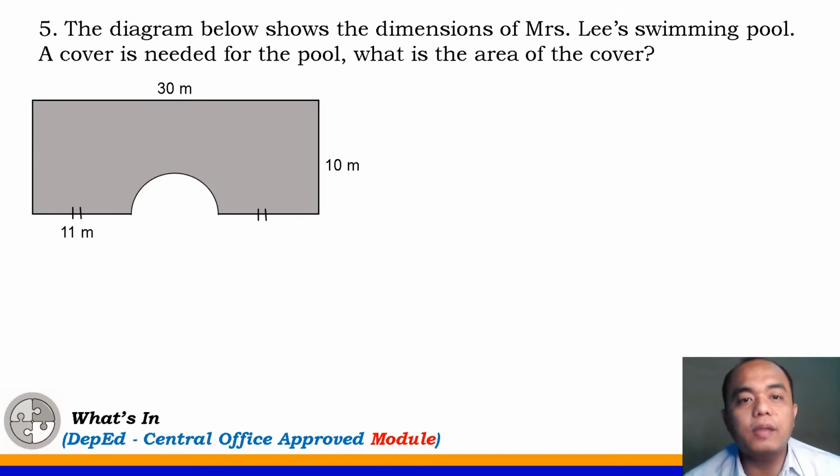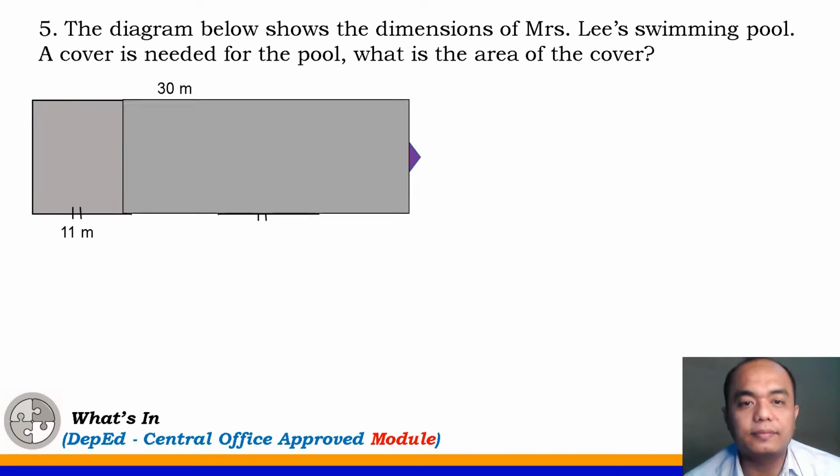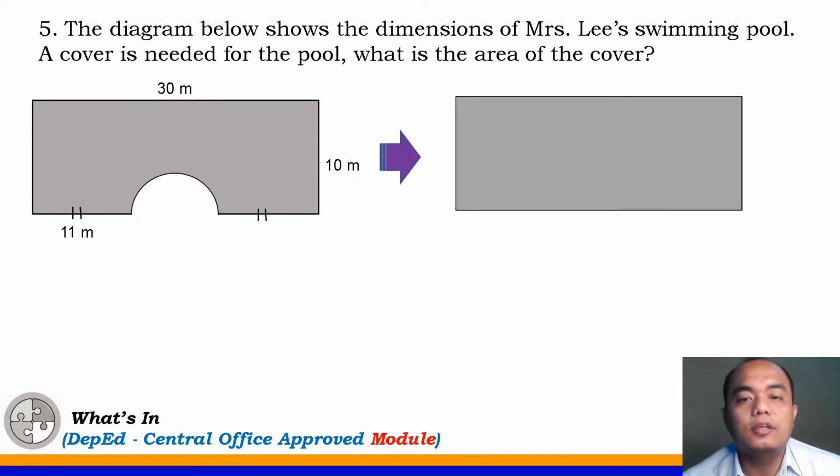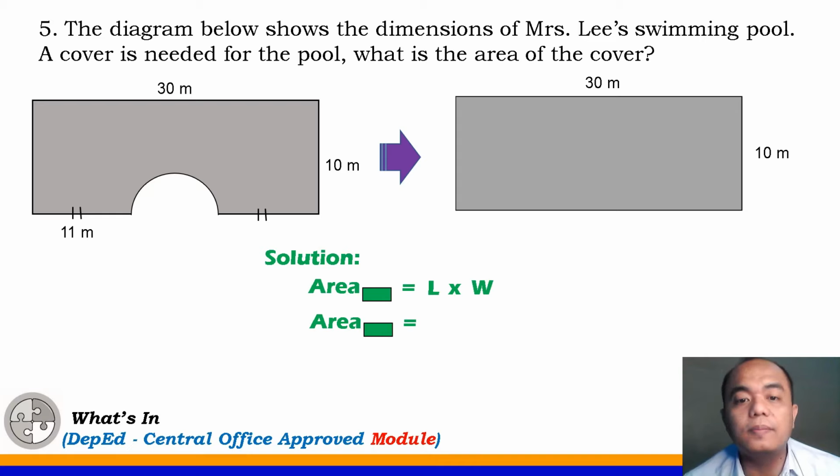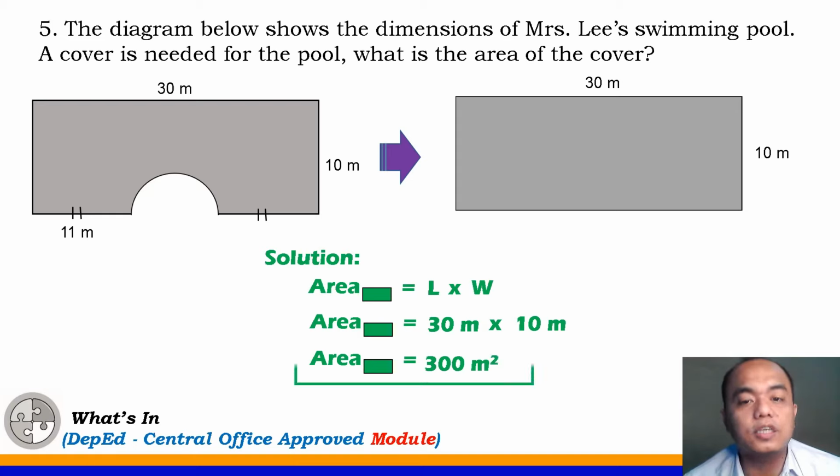So number 5, the diagram below shows the dimensions of Mrs. Lee's swimming pool. A cover is needed for the pool. What is the area of the cover? Now, let's have first the area of the rectangle. This one. Yan, di ba? So, yung dimension niya, we have the width is 10 meters and the length is 30 meters. So, here's the solution. Area of the rectangle is equal to length times width, and then we have 30 times 10 meters. So, we have 30 times 10 will give you 300 square meters.